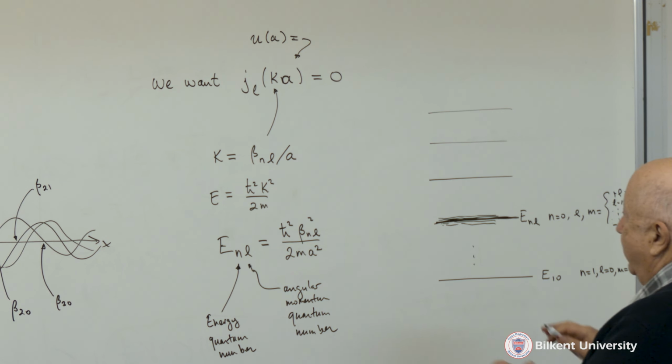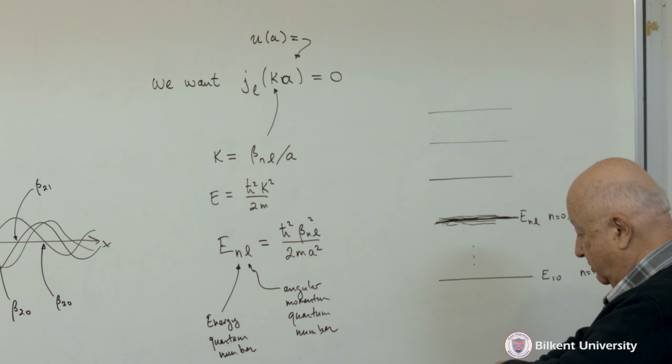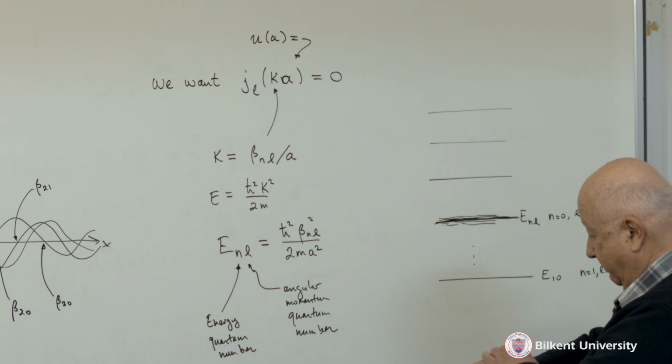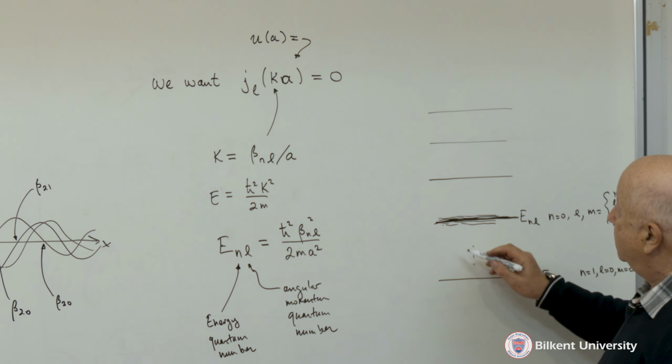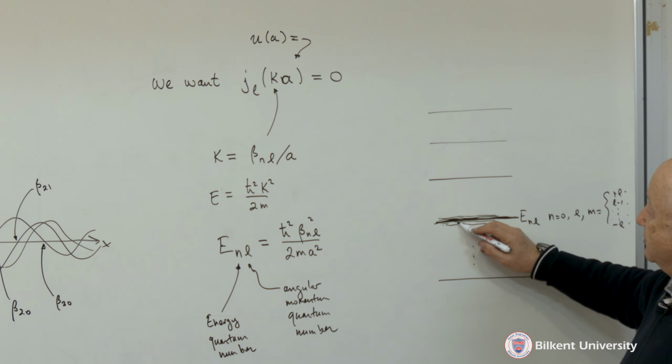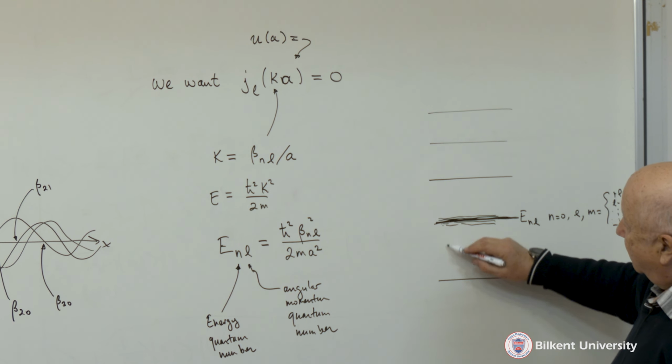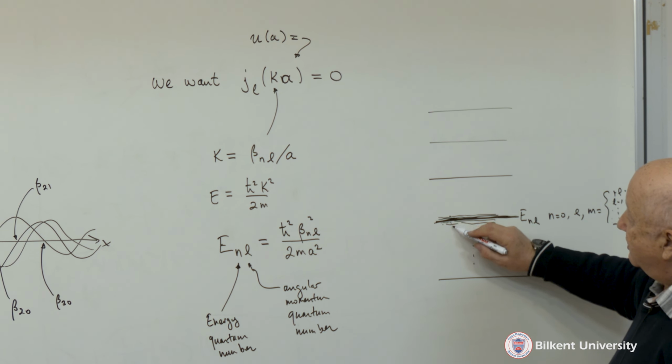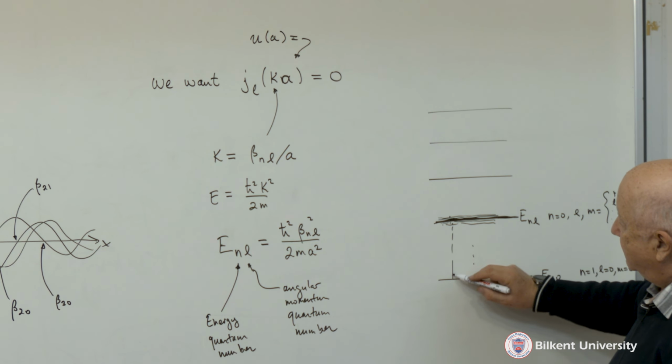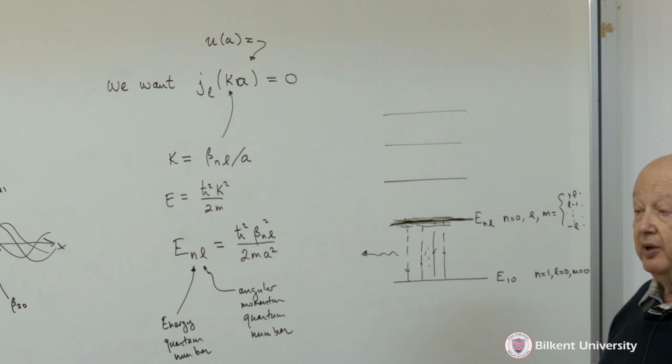Now, how do we analyze systems like this? The way we analyze these systems is, we excite electrons to these states and then they decay back to lower energy states. And you look at the light that comes out, which corresponds to the energy difference.